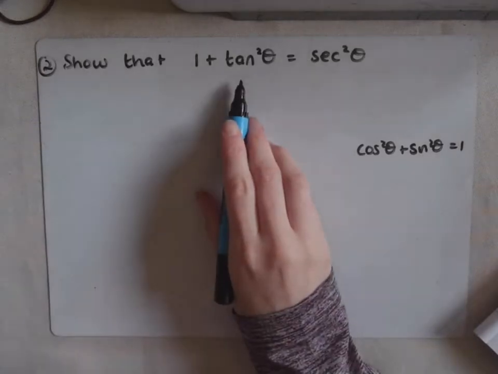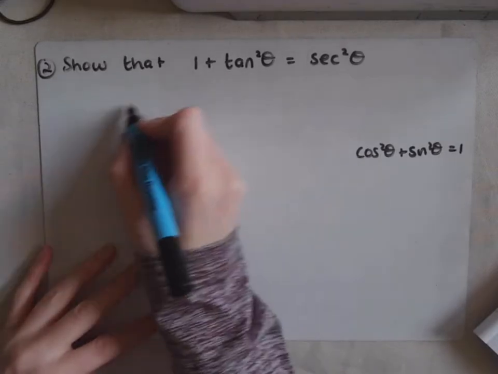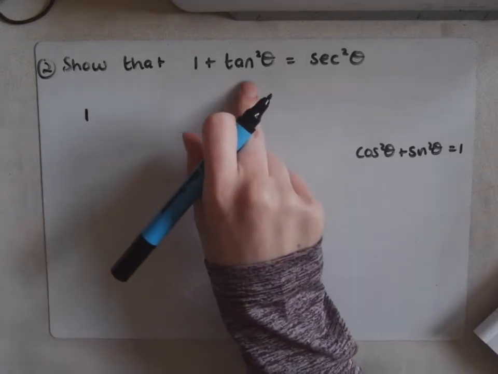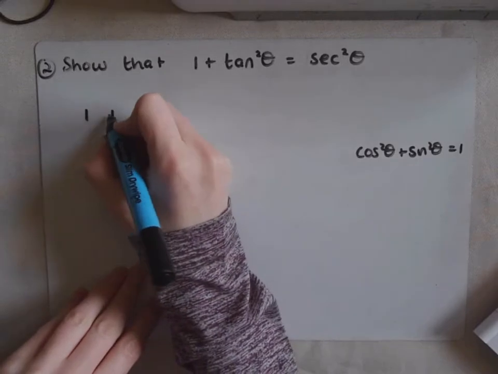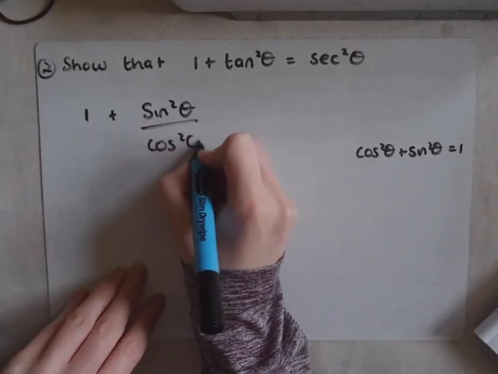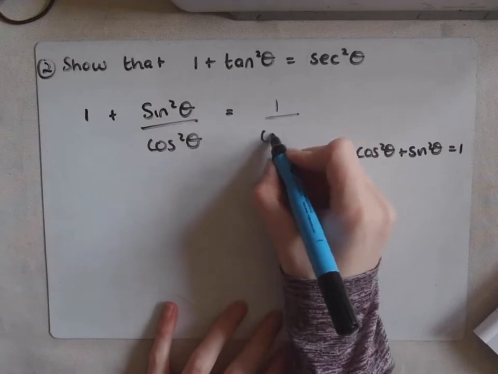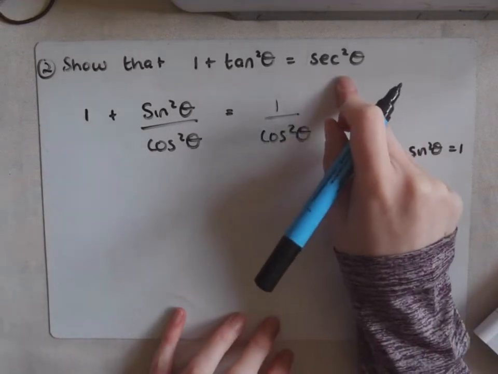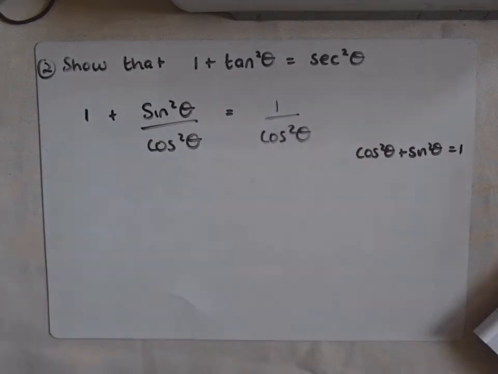We'll leave this as 1. Tan squared theta, we know tan is sine over cos, so this would be sine squared theta over cos squared theta. And sec squared theta is 1 over cos squared theta. Sec is 1 over cos, so sec squared is 1 over cos squared.